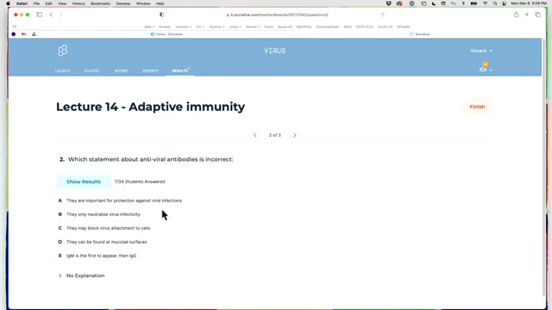So, this first one, you could substitute against viral disease, okay? Since I made it clear that they are protecting against disease and not always infection. So A would be they're important for protection against viral disease.